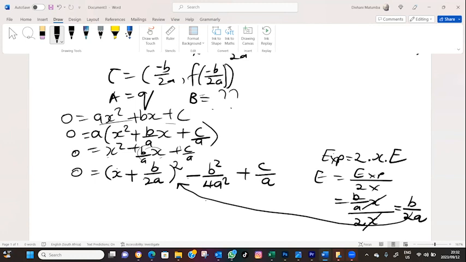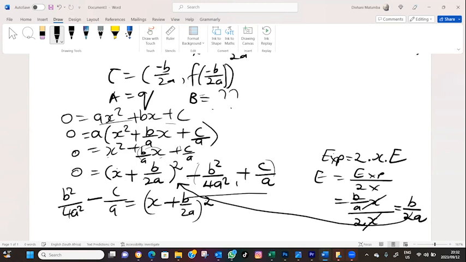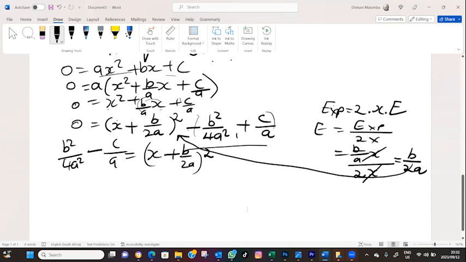Right. Now, I'm going to take this expression, which is independent of x, to the other side. Now, this becomes b squared over 4a squared minus c over a equals x plus b over 2a squared. Right. Now, in order to solve the square, we need to find the square root of both sides.